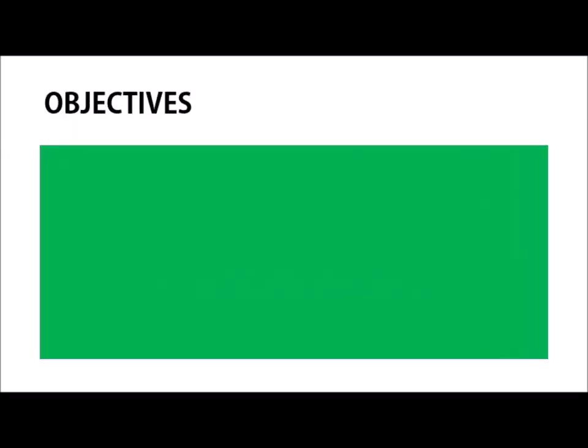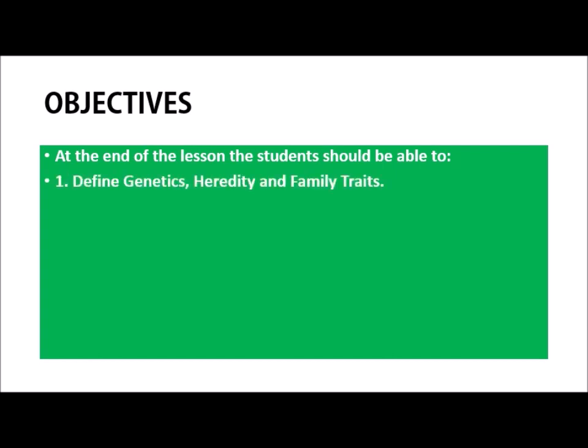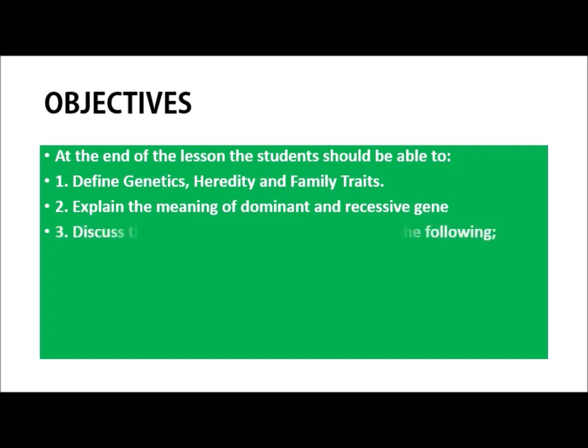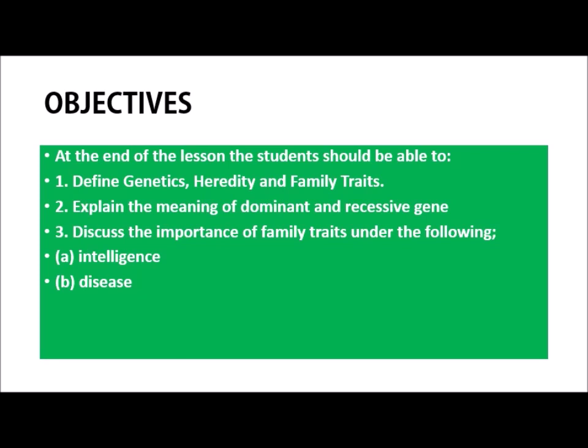Let us look at the objectives. At the end of the lesson, the student should be able to: 1. Define genetics, heredity, and family traits. 2. Explain the meaning of dominant and recessive gene. 3. Discuss the importance of family traits under the following: A. Intelligence, B. Disease, C. Resemblance, and D. Family genealogy.